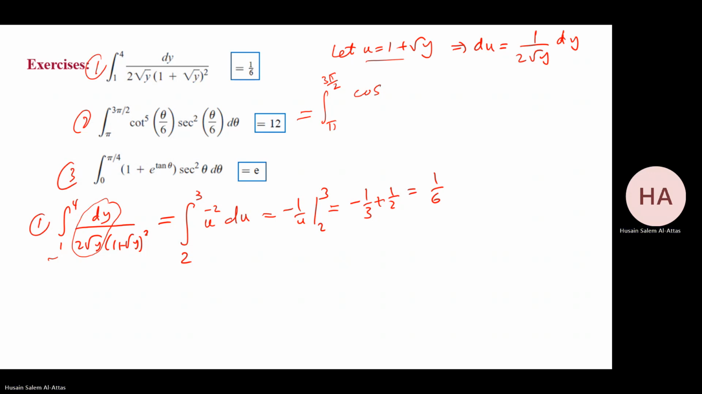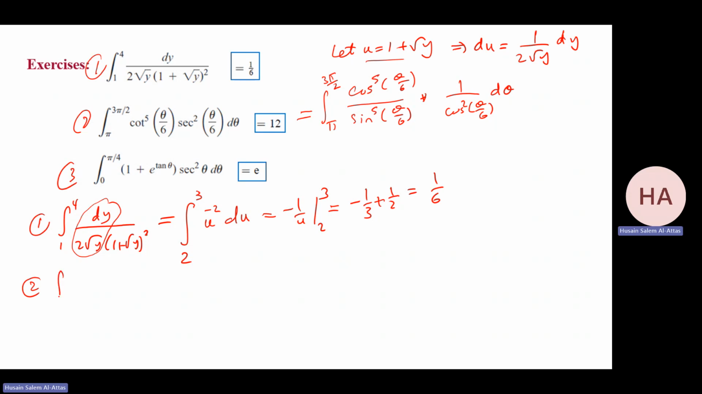Is there a quick way? I'm trying to think of an easy way to do it. Okay, let me change to cosine and sine. That will be cosine to the power 5 of theta over 6 over sine to the power 5 of theta over 6 times 1 over cosine squared of theta over 6 d theta. So let me do number 2 here.